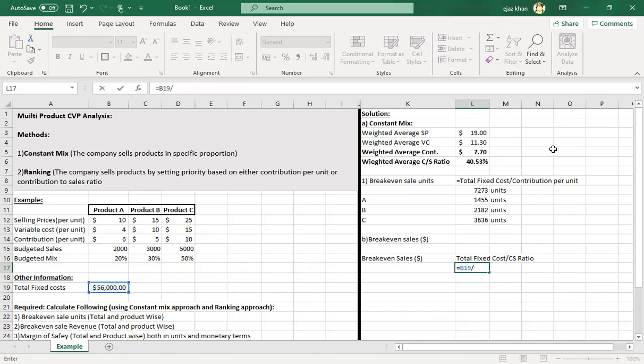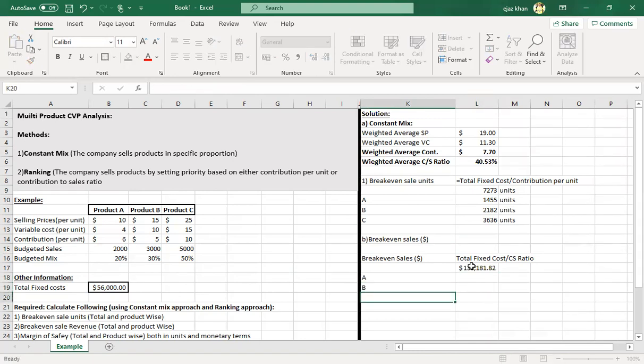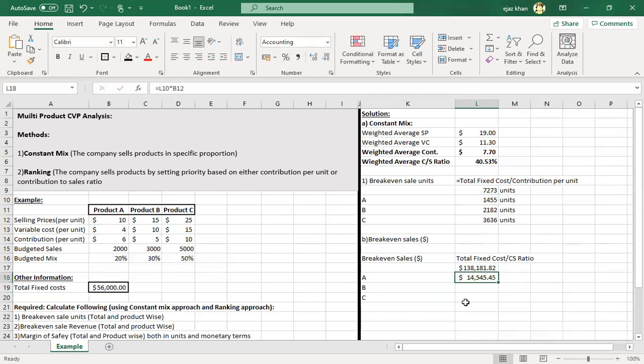So weighted average CS ratio was 40.53%. So just divide it, and that's the total revenue that you need to generate in order to cover your fixed costs or to be at break even. So all we had to do was to divide our total fixed cost by the weighted average contribution to sales ratio. And if you need to find out it on a product by product basis, just pick up each of the product units that we calculated in step 1 and multiply it with the price of the same product, that is 10. If we are selling 1455 units at the rate of 10, the total revenue from A will be 1445.45. A bit complicated figure.